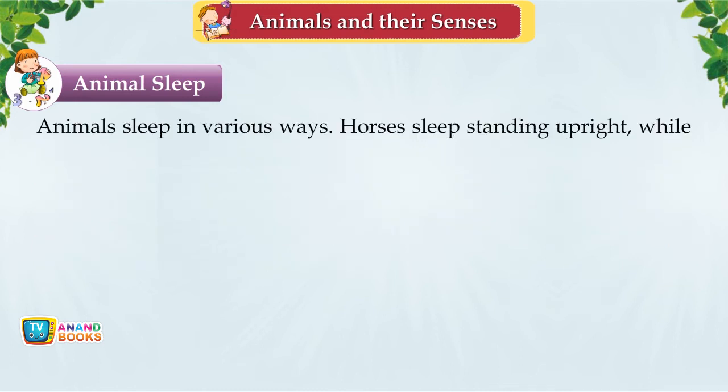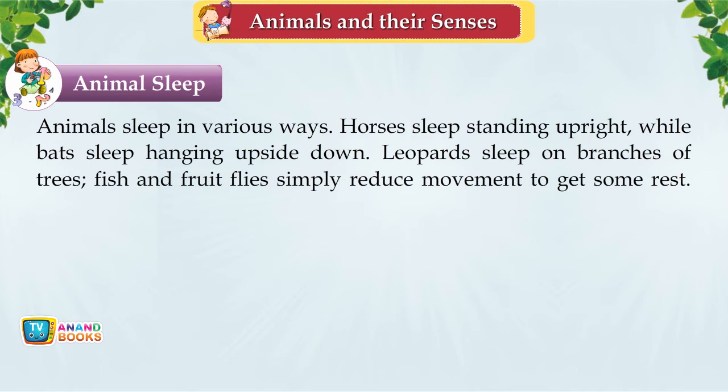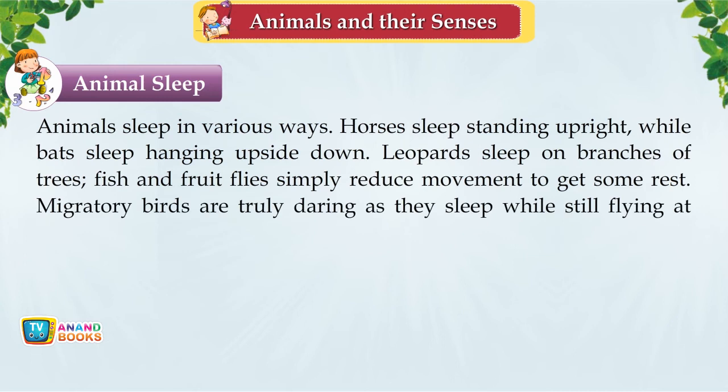Animals sleep in various ways. Horses sleep standing upright, while bats sleep hanging upside down. Leopards sleep on branches of trees. Fish and fruit flies simply reduce movement to get some rest. Migratory birds are truly daring as they sleep while still flying at night.